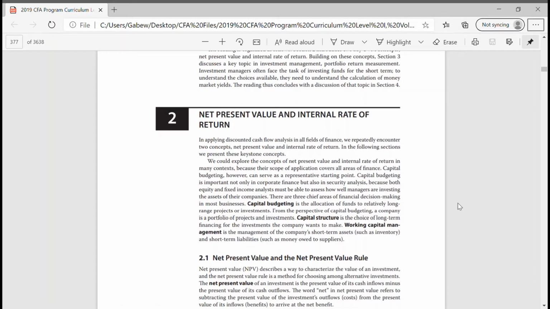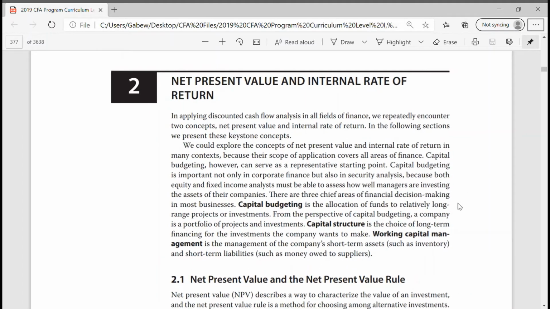Net present value and internal rate of return. In applying discounted cash flow analysis in all fields of finance, we repeatedly encounter two concepts, net present value and internal rate of return. In the following section, we present these key concepts. We could explore the concepts of net present value and internal rate of return in many contexts, because their scope of application covers all areas of finance. Capital budgeting, however, can serve as a representative starting point.